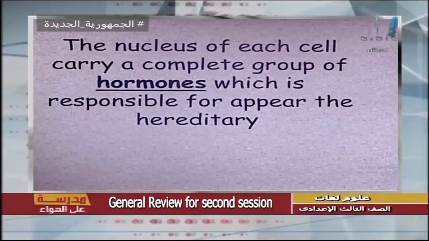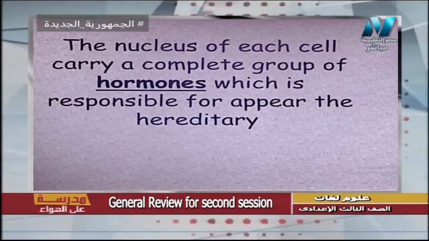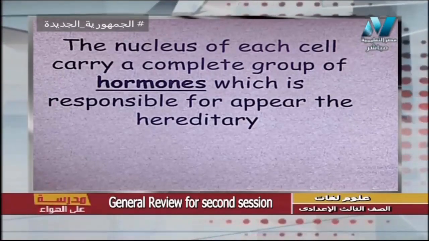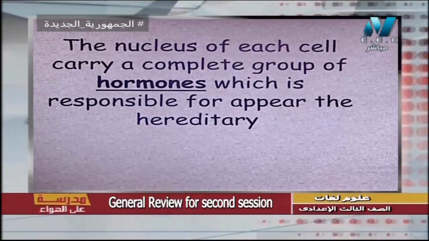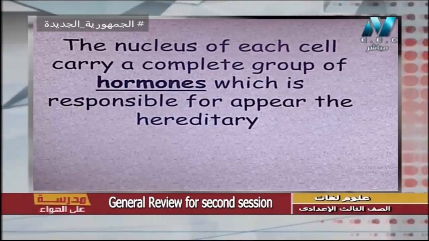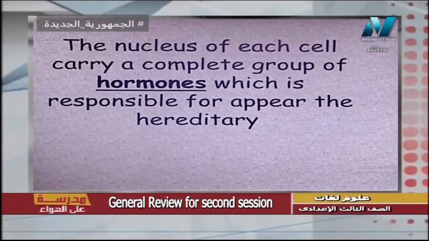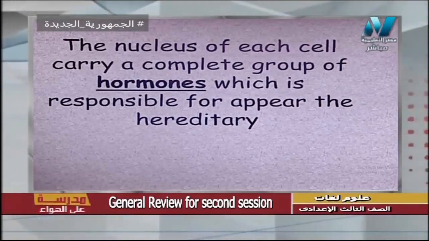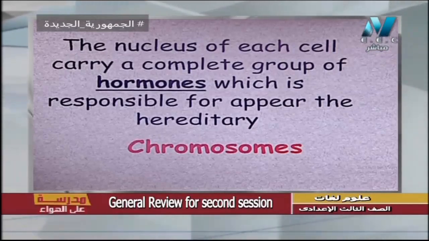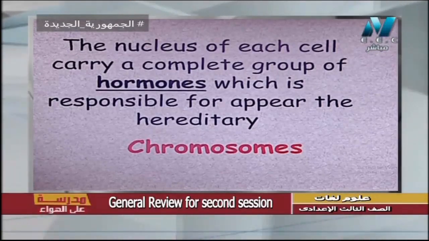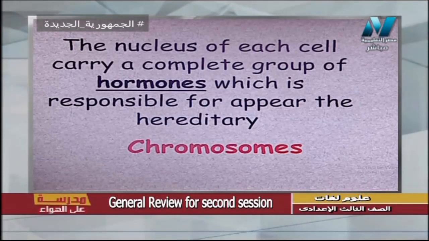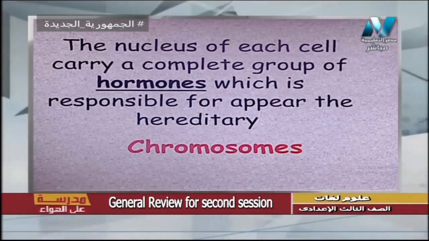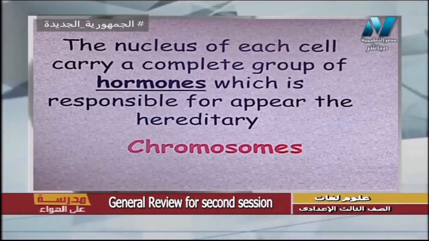The nucleus of each cell carries a complete group of hormones which is responsible for appearance of the hereditary traits. Sure, it will be chromosomes. The nucleus of each cell carries a complete group of chromosomes which is responsible for appearance of the hereditary traits.